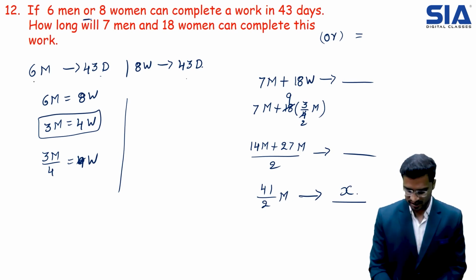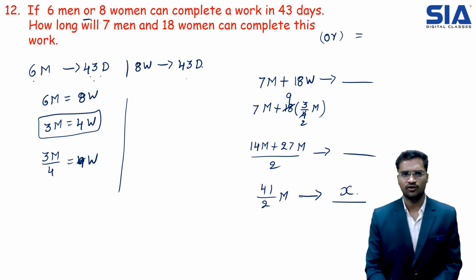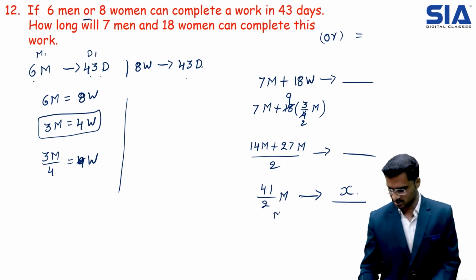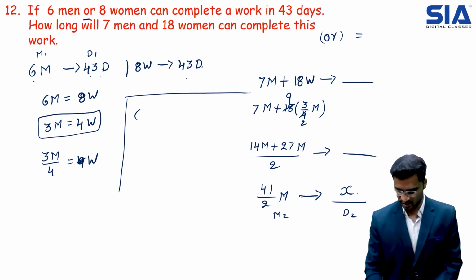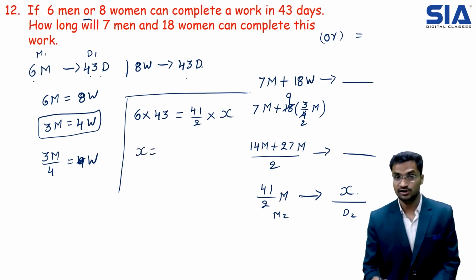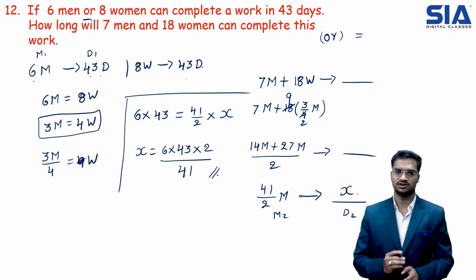Now we know that 6 men will complete in 43 days. So this is M1, this is D1, this is M2, and this is D2. Let us substitute here. So M1 is 6, D1 is 43, and M2 is 41 upon 2, and D2 is X. So the value of X is equals to 6 into 43 into 2 divided by 41. So our answer is this value.